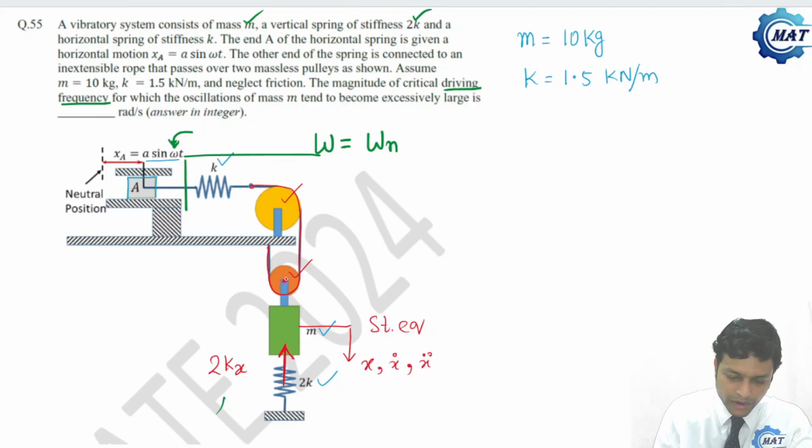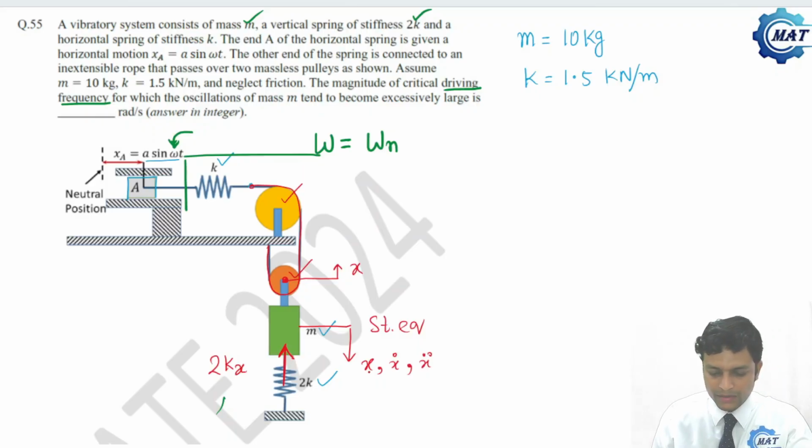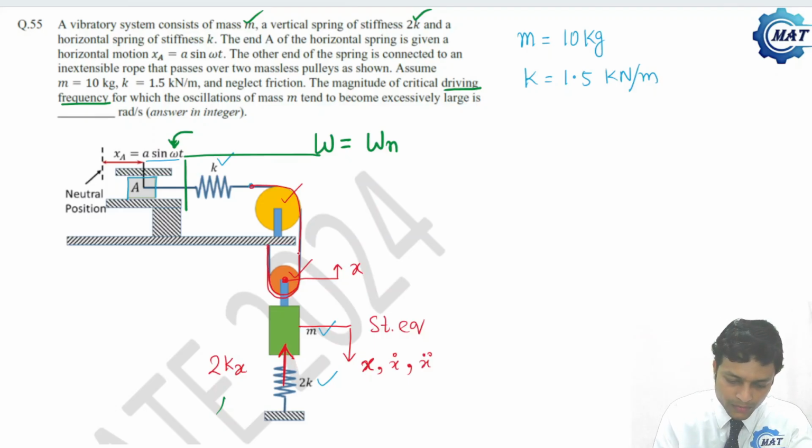So this point will move up by which amount? This will move up by amount x. If displacement is x, this point will move by x. If this goes upward by an amount x, then what is the deformation of the spring? Because there are two ropes, so both will rise by 2x.